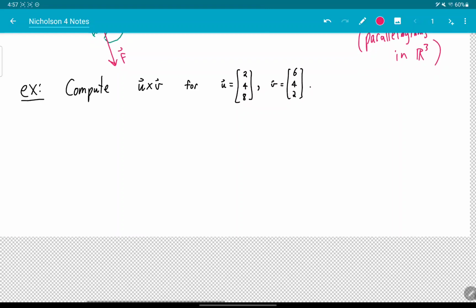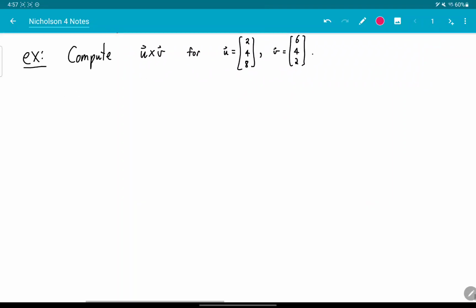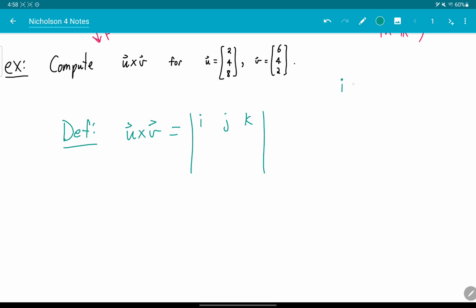Okay, let's do some examples here to see how this thing is computed. Well, the definition I will use, which is a bit different than what the textbook does, is that the cross product is in terms of a determinant. Now I'm going to put the vectors i, j, and k here. The vector i is the vector 1, 0, 0. j is 0, 1, 0. k is 0, 0, 1.